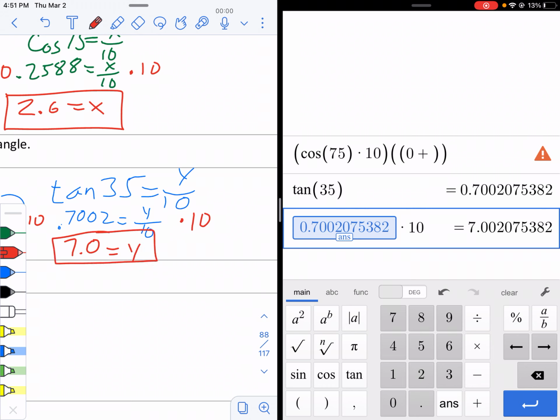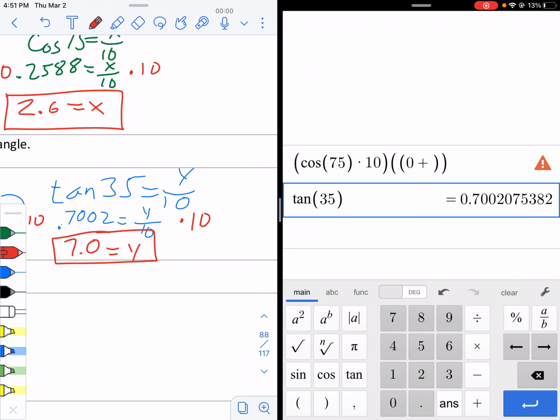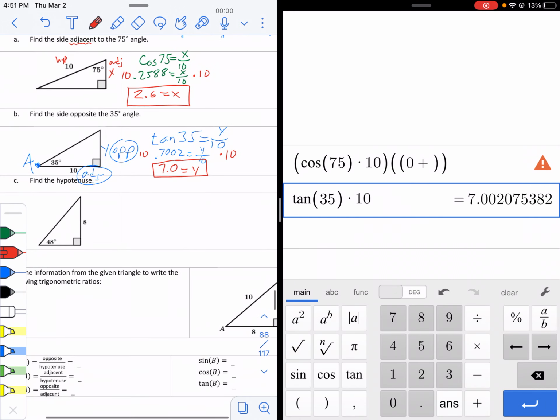Okay? You can also do this, by the way. We can clear that. We can come back here to the tangent 35, and just do tangent of 35 times 10. And as you get more experience with this, you'll see that that's just kind of the way you'll go. You don't need that in between step.